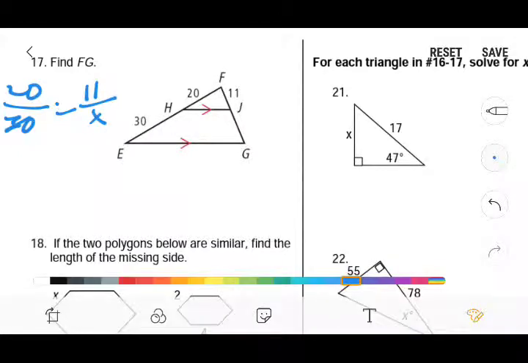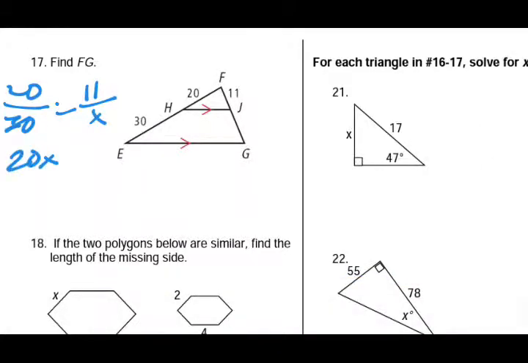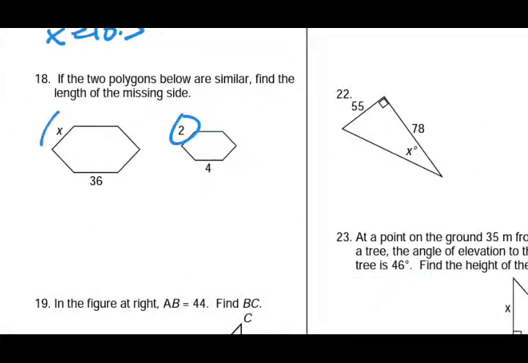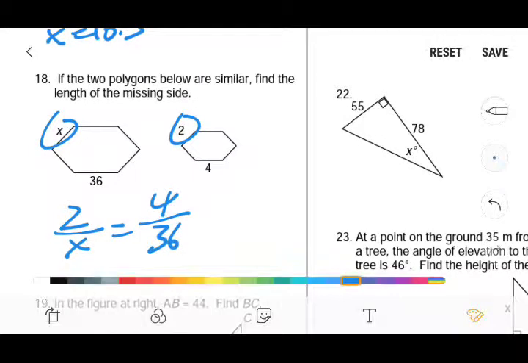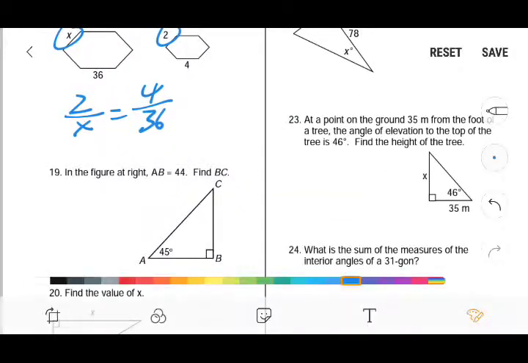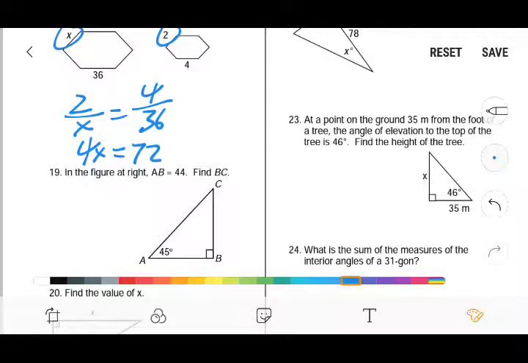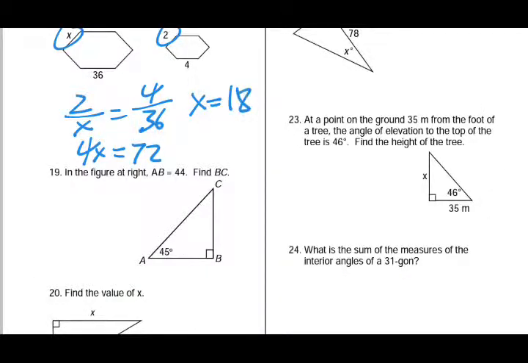But anyway, 20, you cross multiply here, 330, so 330 divided by 20, you get x equals 16.5. This next one, you're going to do 2 over x equals 4 over 36. So you'll have, I'm writing too big. You have 4x equals 72, and then x equals 18.